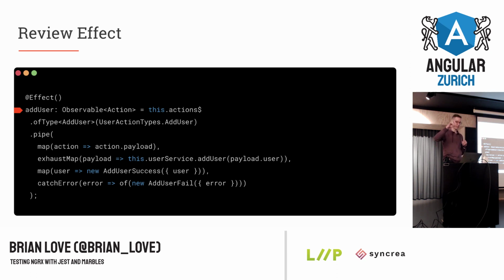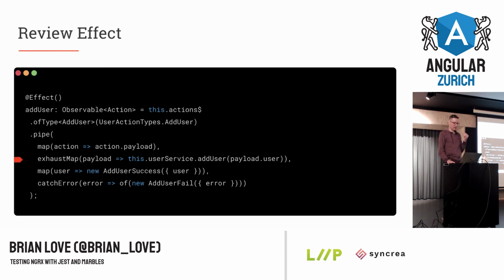I've got an effect, and this is the effect here, that when that add user is dispatched, is going to use the user service to invoke the add user method on the user service, down here. And then when that comes back, we'll dispatch add user success, and we'll catch an error and dispatch add user fail.